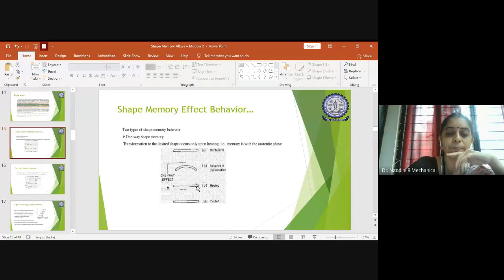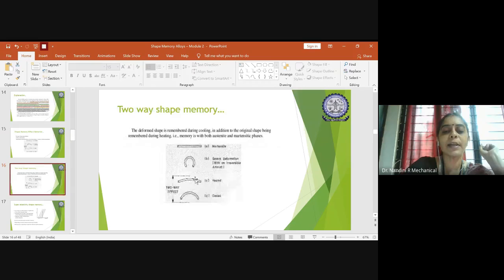If this is the regular wire of SMA, when you apply heat, it gets bent or deformed, right? But it has to come back when cooling. To come back when cooling, it should have the memory effect in the martensite phase also. Then only it can come back. If it does not have the memory concept in martensite, then it is a one-way effect only. So it can regain the memory of the deformed shape only and not the memory of the original shape of the wire of the shape memory alloy. In this case, we call it the one-way effect.